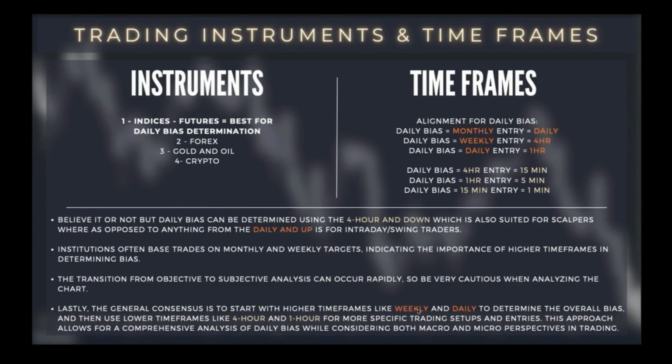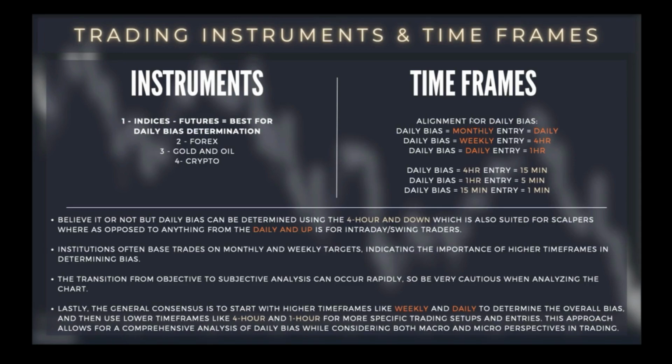Now we have trading instruments and timeframes. From what I've been able to gather, for indices and futures, daily bias seems to work best. Next would be Forex, then gold and oil, and lastly crypto. Generally you can apply daily bias on anything that you want, but this is the order that I've seen that typically works best and is recommended, especially since ICT trades futures a lot.